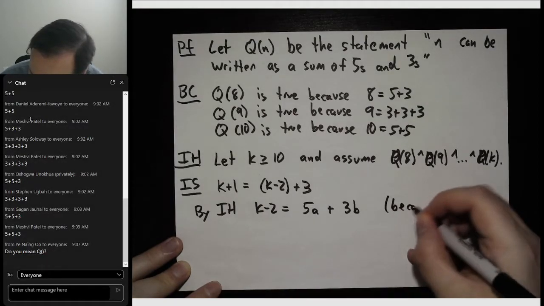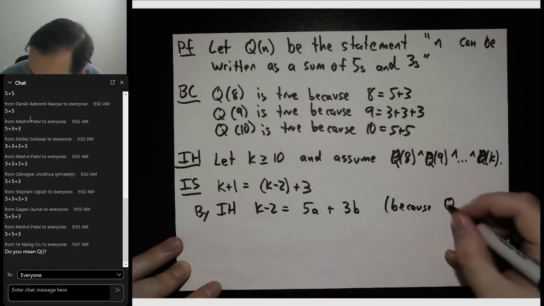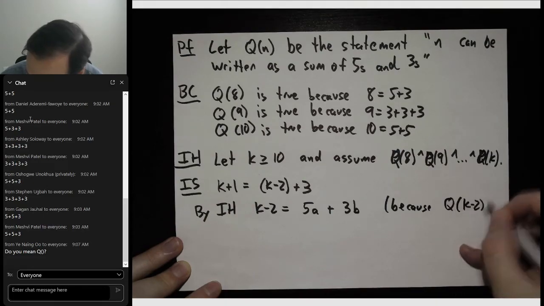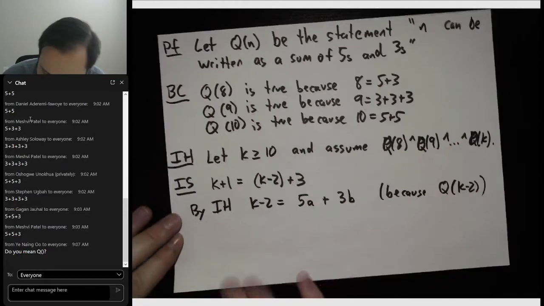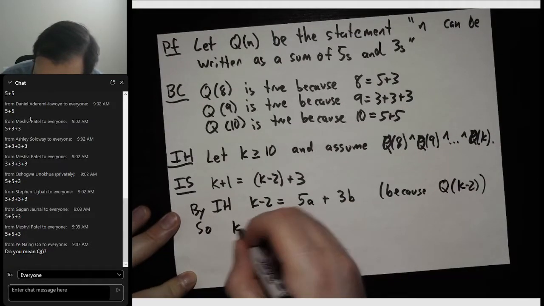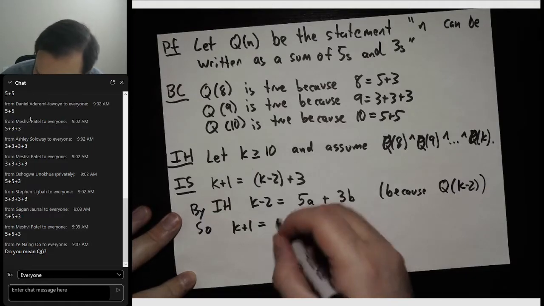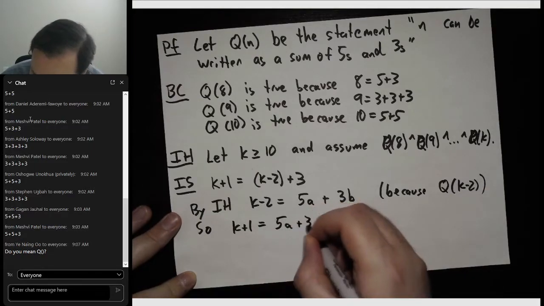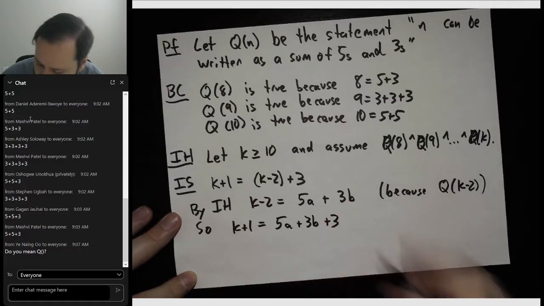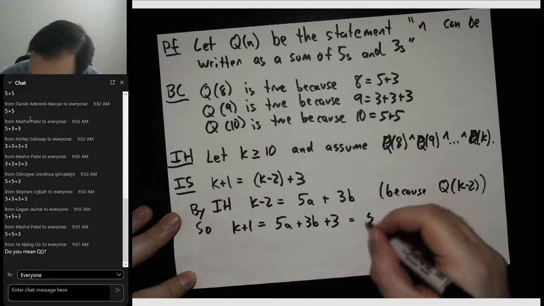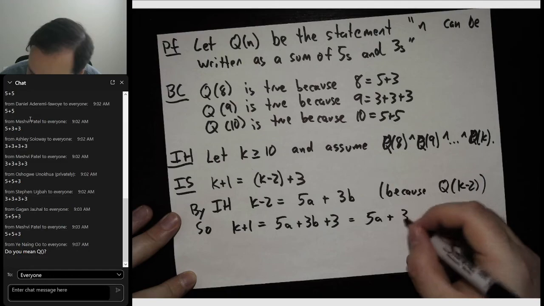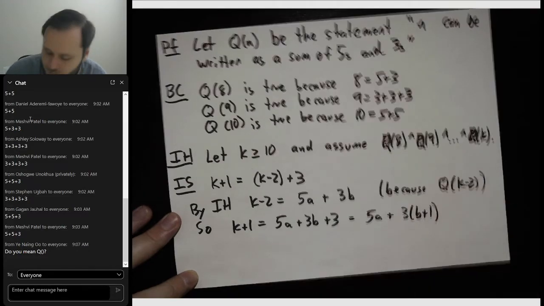This is because of Q of k minus 2. And that means for k plus 1, I just need one additional 3. So this is 5a plus 3b plus 3, which is equal to a sum of 5s plus a sum of 3s.